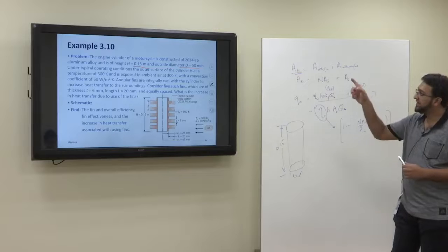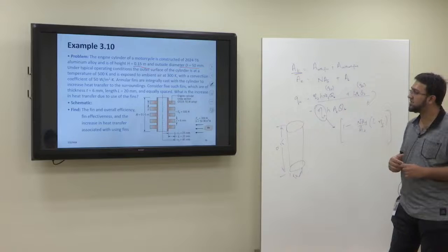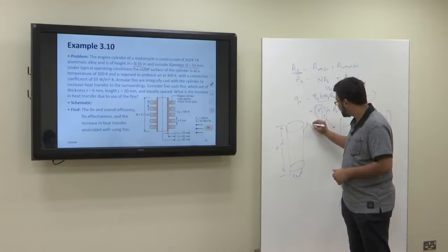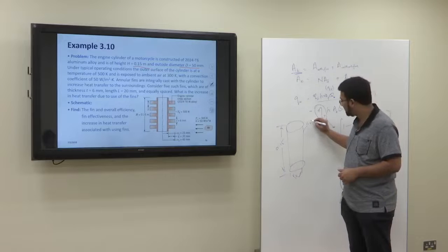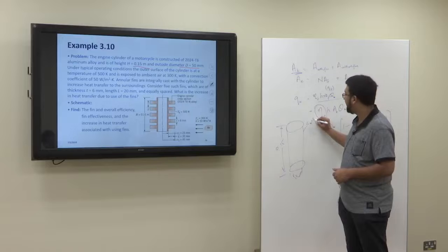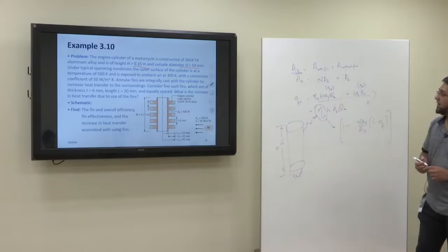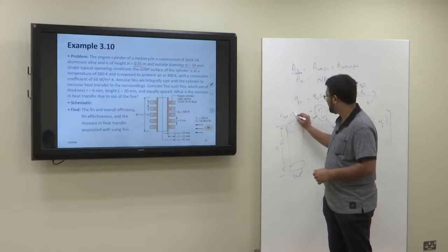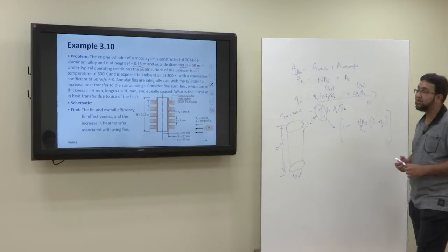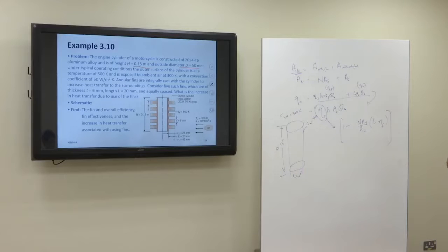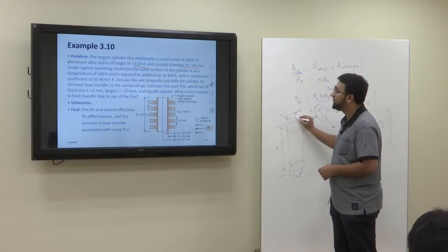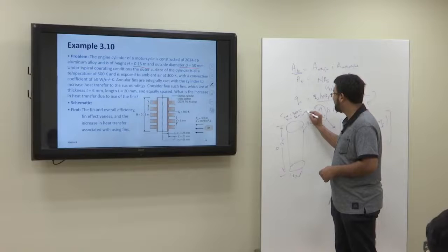Okay. Under typical operating conditions, the outer surface of the cylinder is at 500 Kelvin. So this outer surface, TS, or I will call it TB here, base. TB is 500 Kelvin, right? And is exposed to ambient air at 300 Kelvin. So T infinity here is 300 Kelvin, right? With a convection coefficient of 50 watt per meter square Kelvin. So H is given. H is 50 watt per meter square Kelvin.